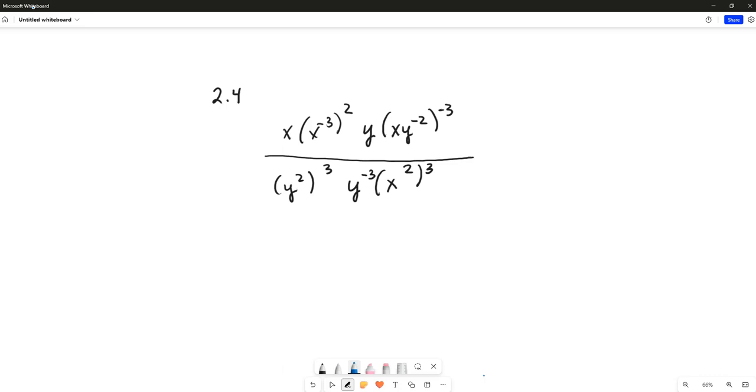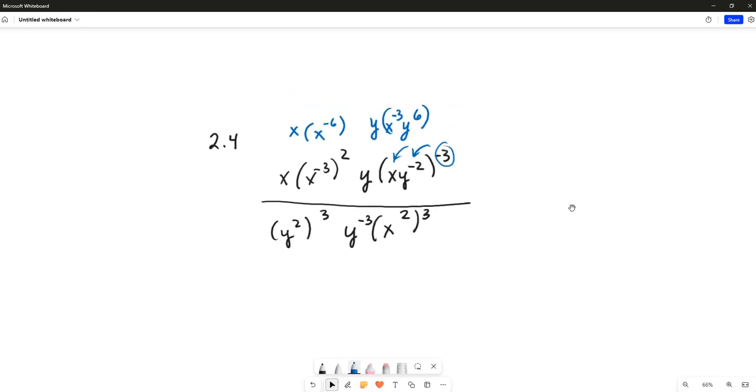Okay, so this is x to the negative 3 raised to the power of 2. So this is going to be x to the negative 6th power. I leave that x in front of it, so I don't lose any of that. And then this applies to everything in here. So this is going to be x to the negative 3rd times y to the positive 6th. Okay.